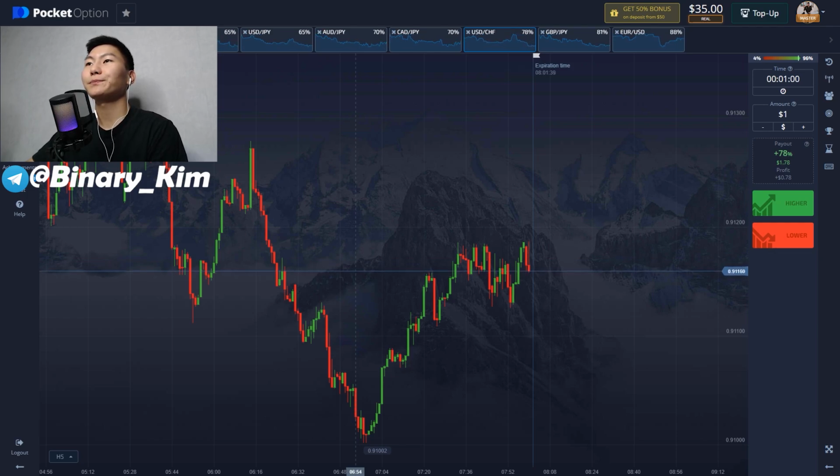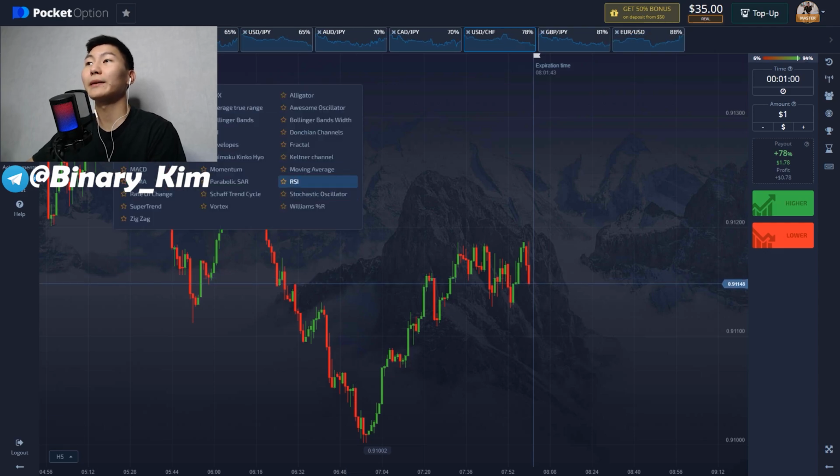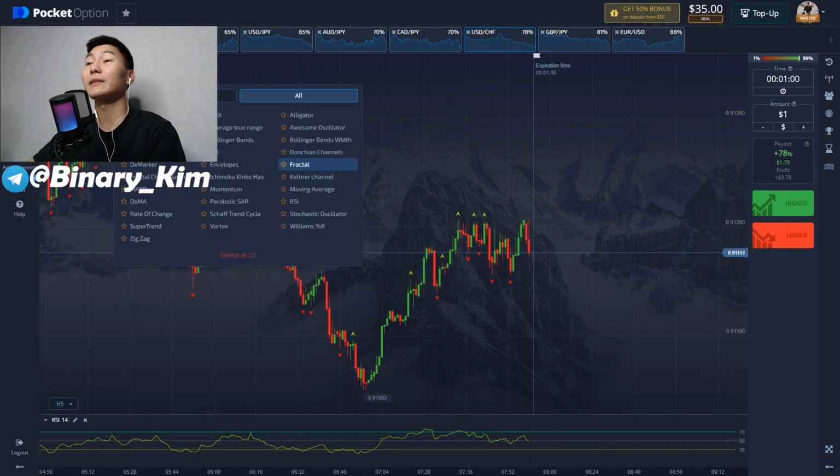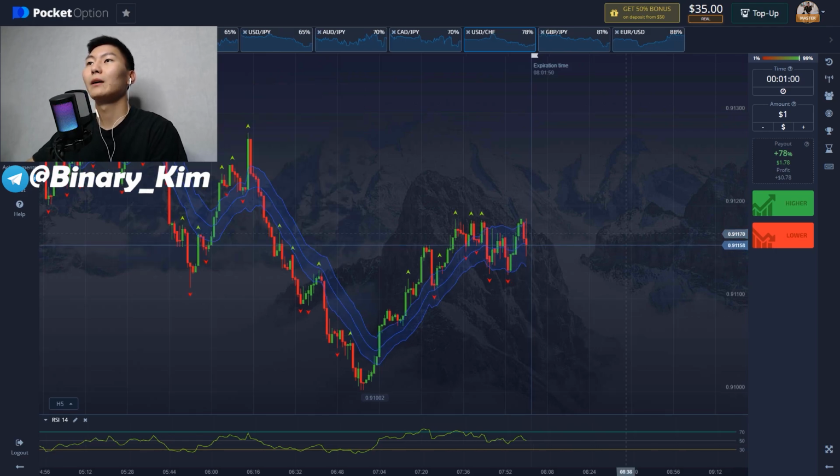So let's pick several indicators, guys. The first one is gonna be the RSI, then the Fractal and the Keltner Channel. We are good with the default settings, we keep them as they are, guys, don't change anything. The main indicator is the Keltner Channel. It's gonna show us the signal for opening trades.